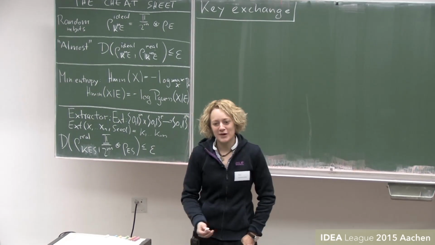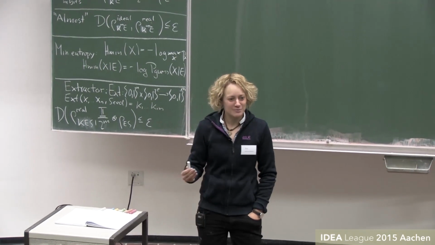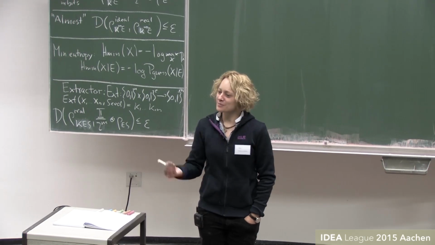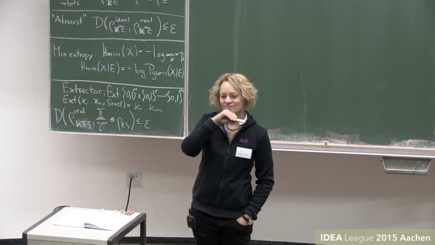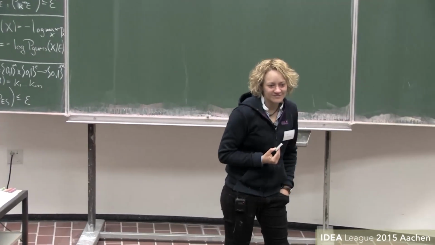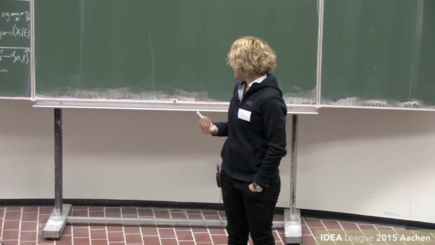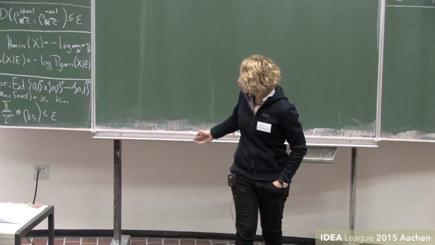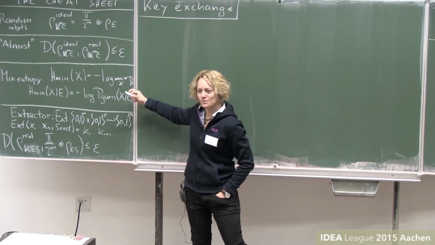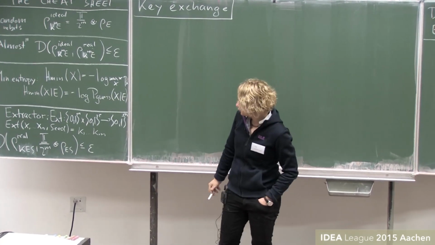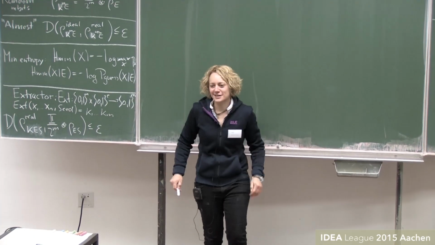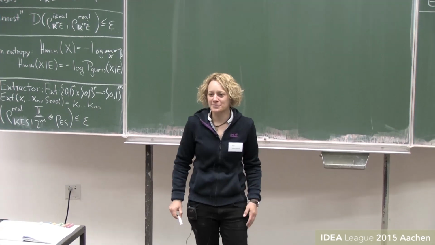Can someone remind me why the min entropy was especially important? Like, why would I not consider the Shannon entropy, for example? Yes? It also gives me a measure of how uniform my distribution is. Okay. So it tells me something about how uniform the distribution is, how flat it is, in fact, because this is like the largest peak of the distribution. Any other suggestions of why the min entropy is important?